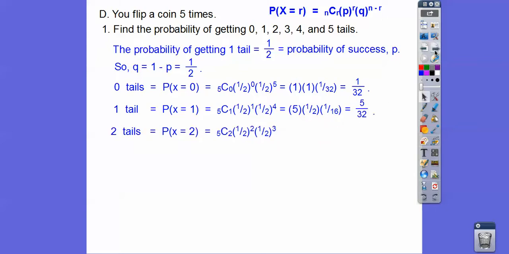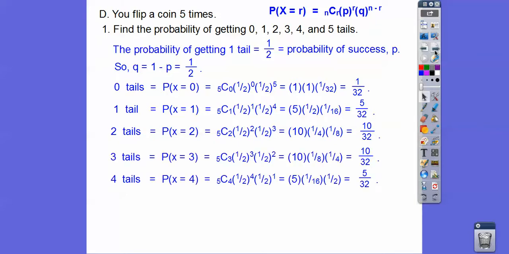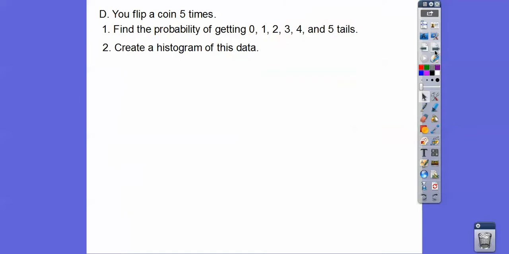Okay, let's do that for 2 tails. When we crank that out, we get 10 over 32. 3 tails, again we get 10 over 32. 4 tails, we get 5 over 32. And 5 tails is 1 over 32. Okay, it's just plugging them in. I spent about 10 minutes yesterday doing that with my students.